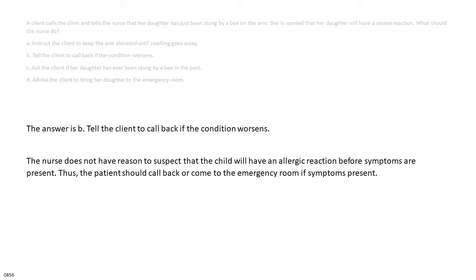The answer is B. Tell the client to call back if the condition worsens. The nurse does not have reason to suspect that the child will have an allergic reaction before symptoms are present. Thus, the patient should call back or come to the emergency room if symptoms present.